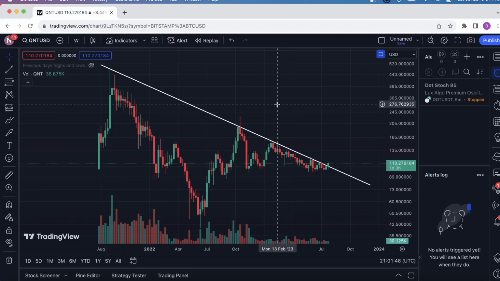Hey guys, so I have the chart open for Quant. I'm currently on a weekly time frame, and the ticker for this is QNT.